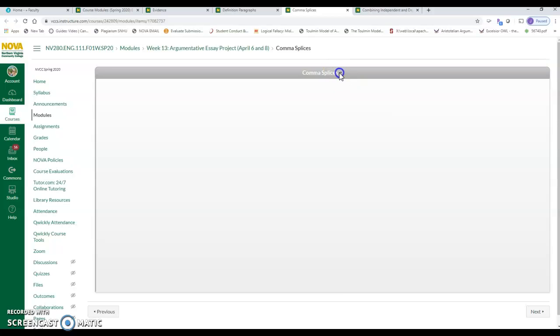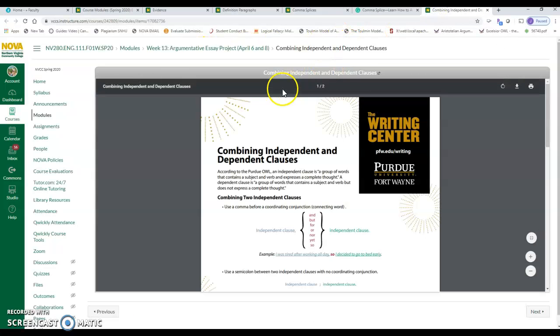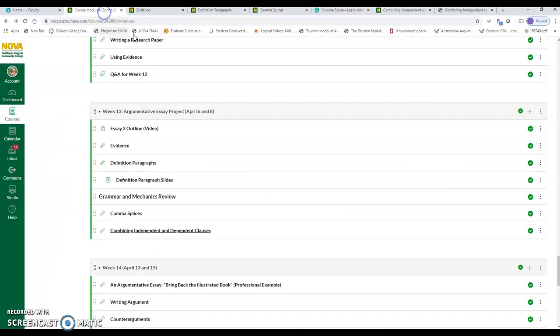You could actually open up these links. This is to the Grammarly blog, and this one is to the Writing Center at Purdue. And when you open them, you could save them. You could bookmark them for future use if you struggled at all with comma use and where commas go. These are quick, really easy websites that can reinforce some of the feedback that I've given you on essays 1 and 2. So the week is light.